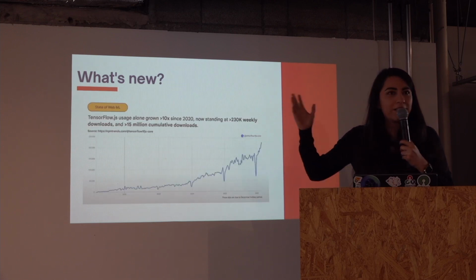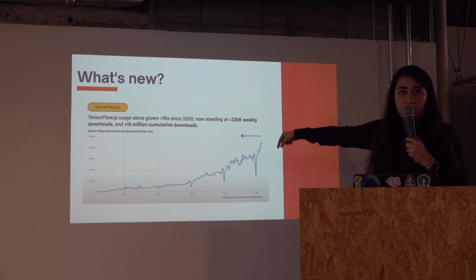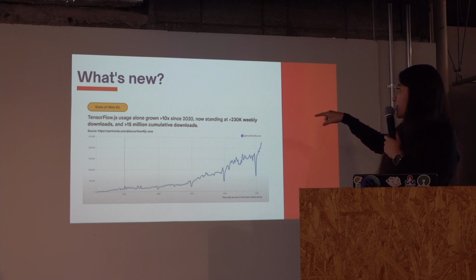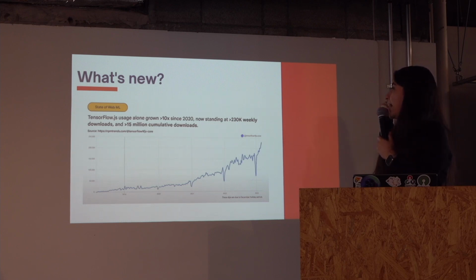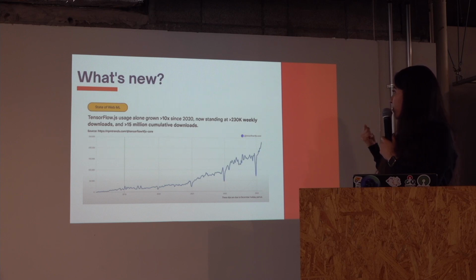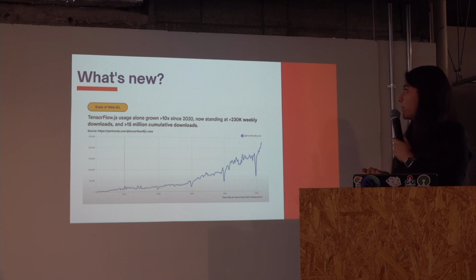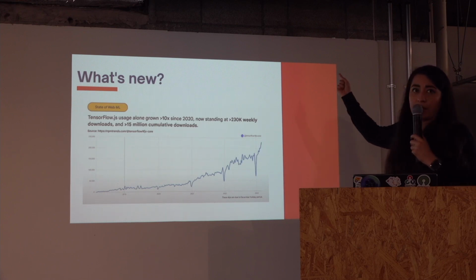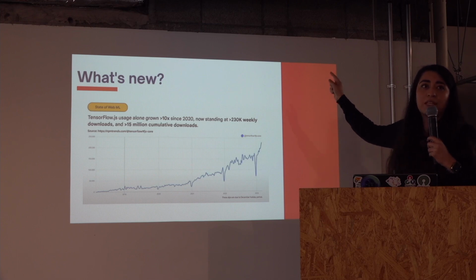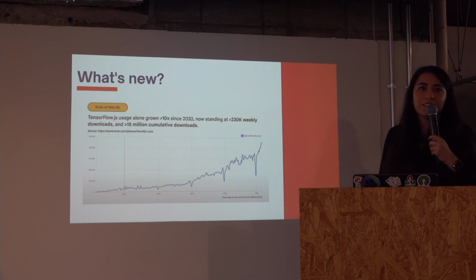This looks very small, but I'll explain this. This is how TensorFlow.js was in March this year. It has grown 10 times since 2020, in downloads of TensorFlow.js from npm. It has 230,000 weekly downloads, and a cumulative amount of 50 million downloads. And it's growing. This is a graph of people downloading TensorFlow.js from npm, and it's just going up. The part where it's down is because of the holidays.